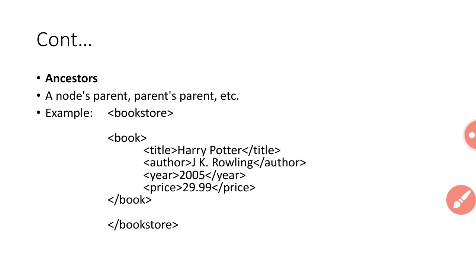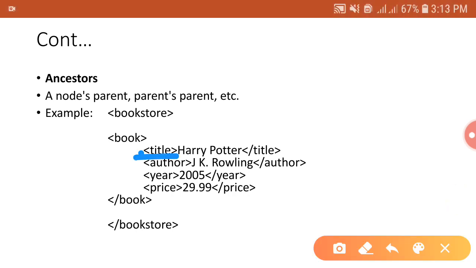Next is ancestors. Nodes, parent, parent's parent, etc. are called ancestors. So see the example. Ancestors of title element here are this book element and bookstore element. Here book is parent of title element and bookstore is parent's parent of title element. So for title element the ancestors are book and bookstore.